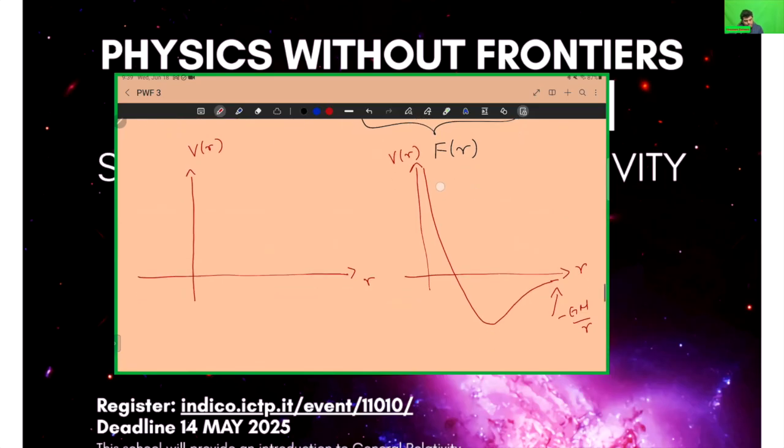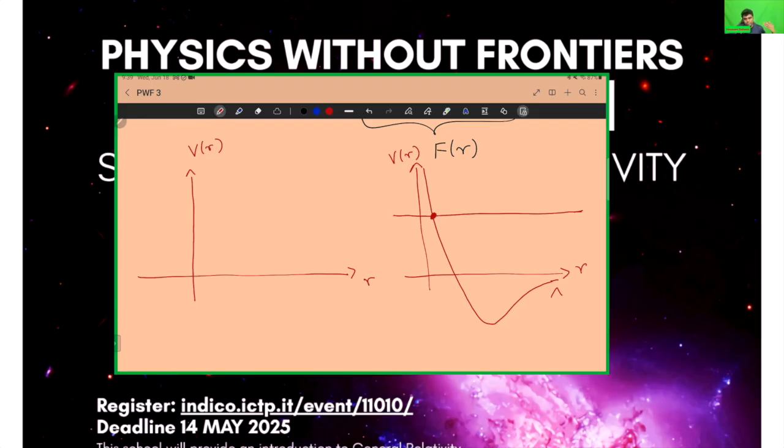Okay. Now in this particular potential, you can see that there is no value of energy. So if you have a particular energy, you can have a path that has a decreasing radius, and this is the point at which it should stop.